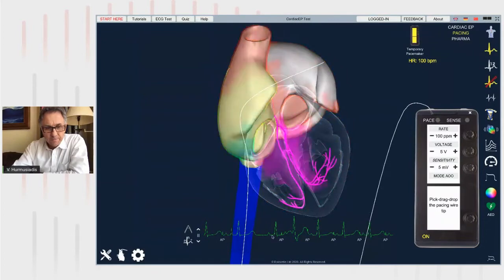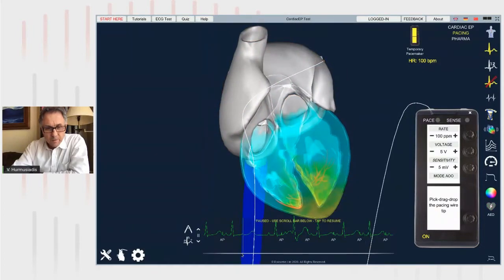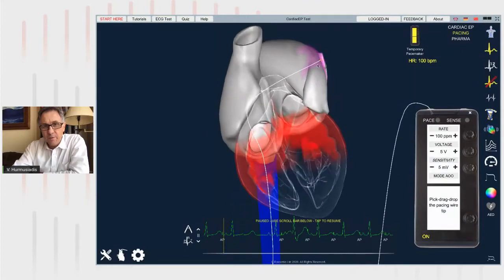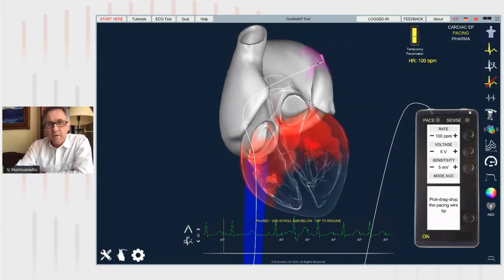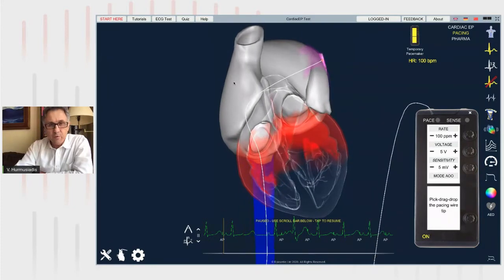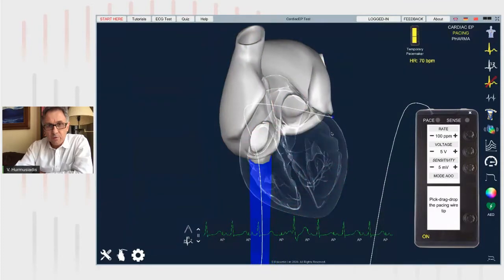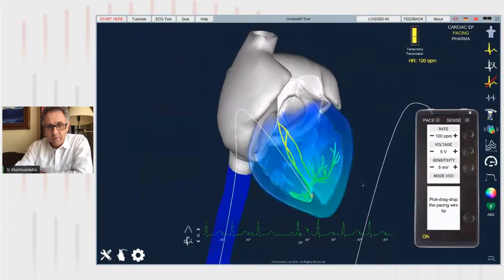If I slow it down, here you see the activation exactly from the tip. Of course, the pacing stimulus will interact with the natural rhythm of the heart in this case. Now let's do another interesting thing. Put the wire back near the apex.